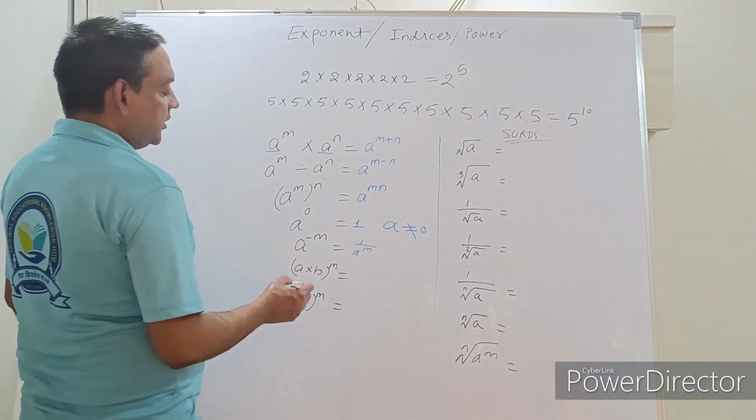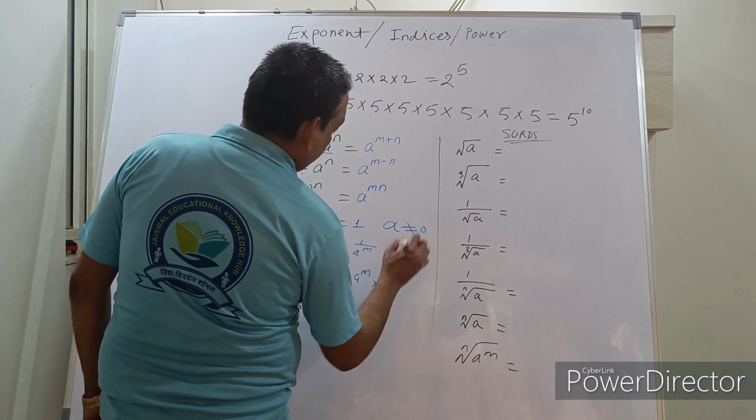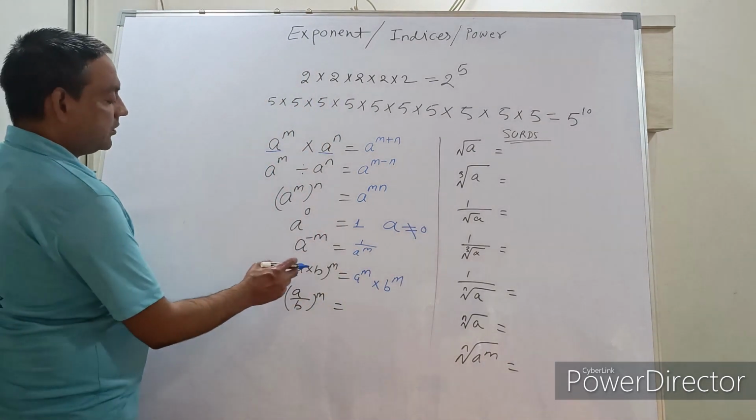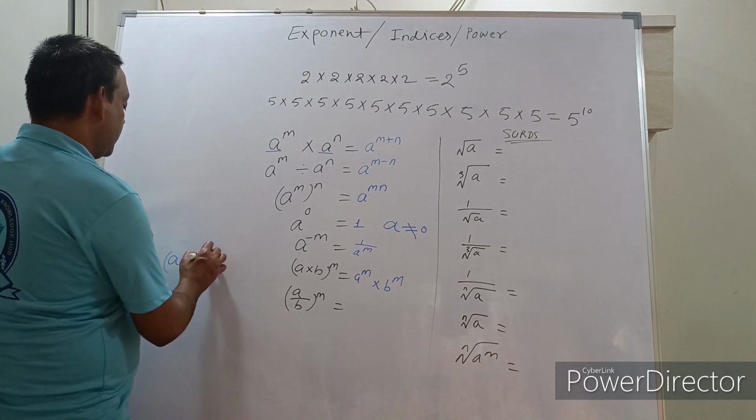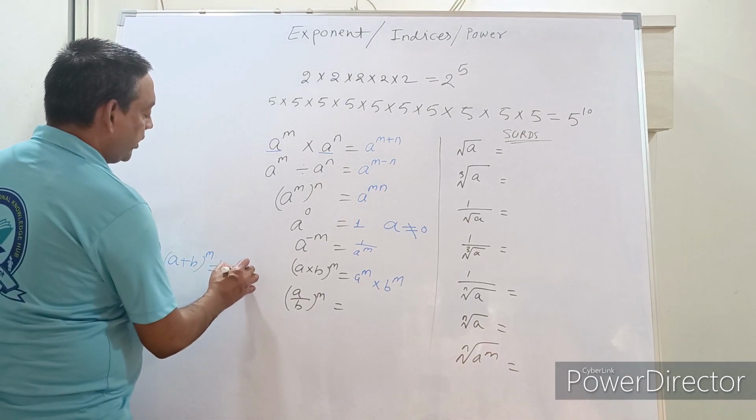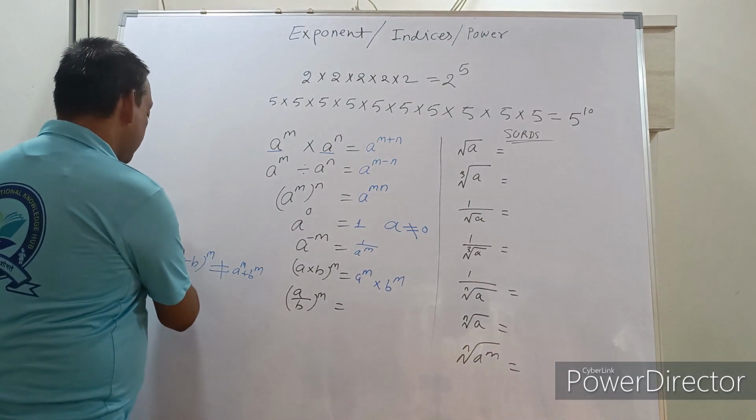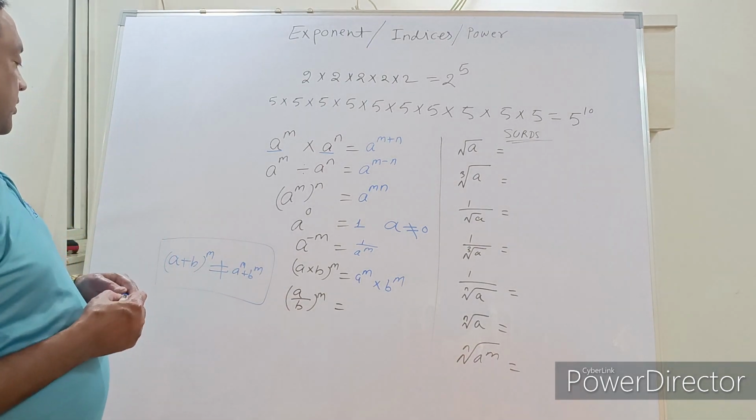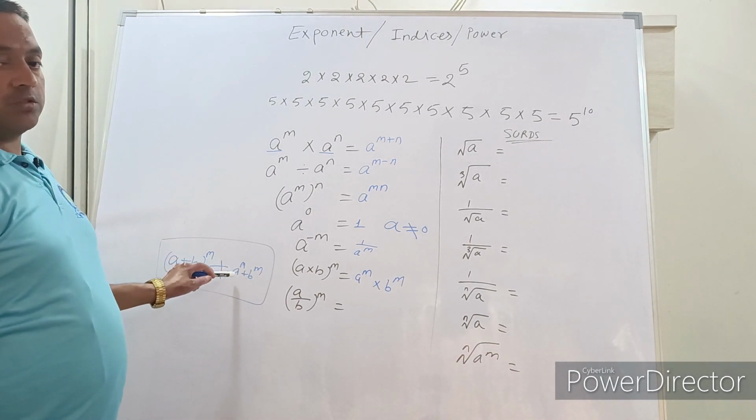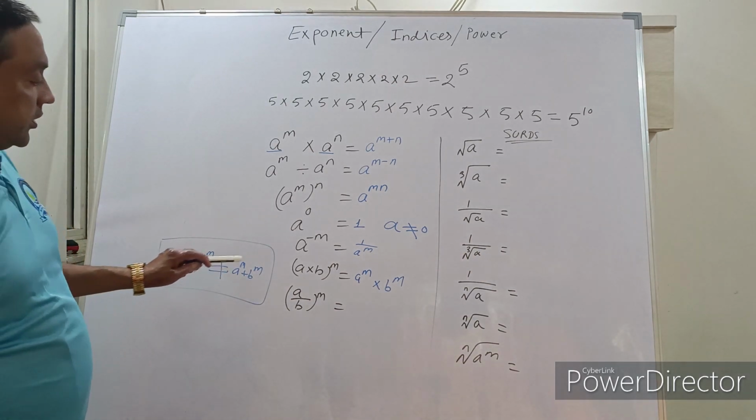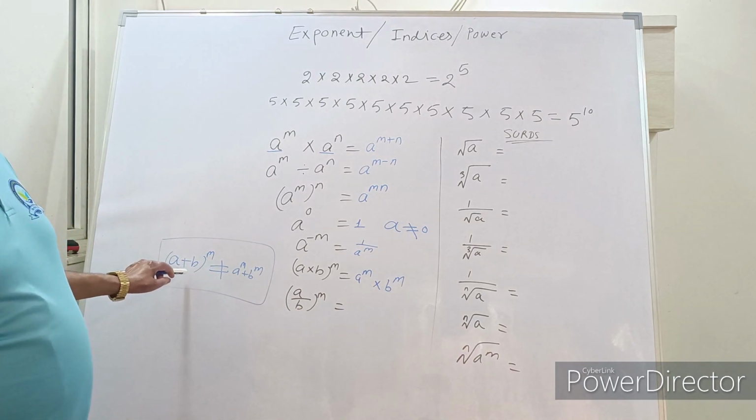So we can separate this: a raised to m then multiplied by b raised to m. Okay, here one more very important thing, this is given as multiplication. Okay, a plus b raised to m is not equal to a raised to m plus b raised to m. Understood, this is not equal, because we know a plus b whole square is not a square plus b square, it is a square plus 2ab plus b square. So this rule is applicable for multiplication and division, not for addition and subtraction.